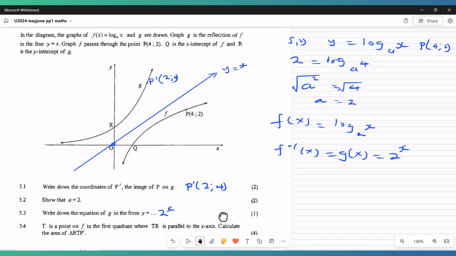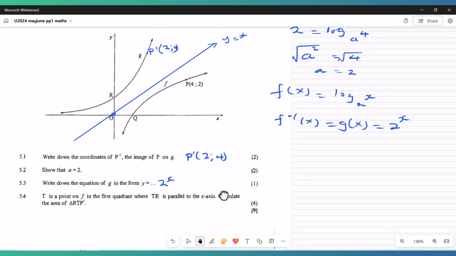Next question. They say here that T is a point on f in the first quadrant where TR is parallel to the x-axis. Calculate the area of triangle RTP prime. Okay, they're saying that T is a point on f in the first quadrant. What must we calculate? The area of the triangle. Let's find out here.